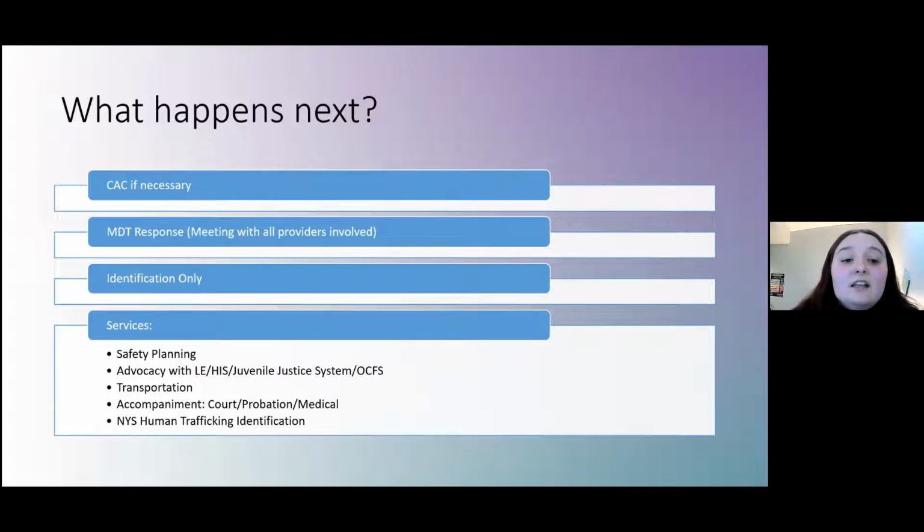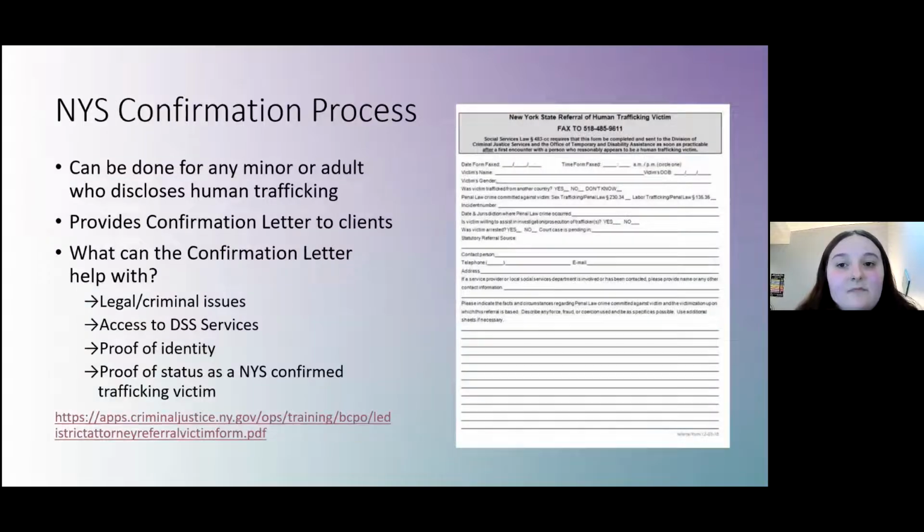Safe Harbors of the Finger Lakes provides numerous services to victims of trafficking. We can safety plan with them, provide advocacy with law enforcement, Homeland Security, the juvenile justice system, and OCFS. We can also provide emergency transportation assistance, whether the client needs help getting to appointments or transporting them out of an unsafe situation to somewhere they're safe. We also provide accompaniment to court, probation, and medical appointments, and we can assist individuals in the New York State human trafficking confirmation process.